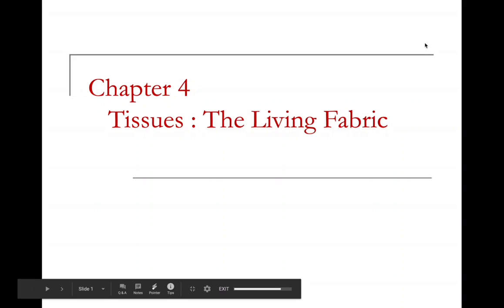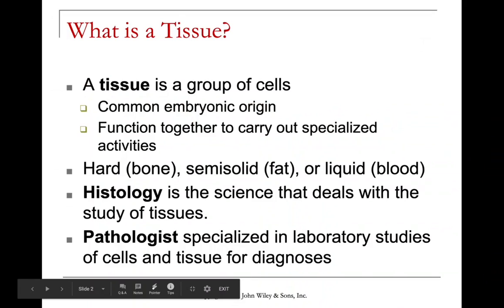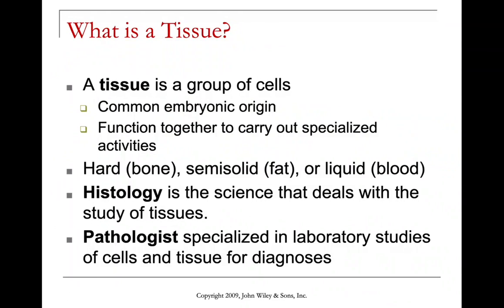Today we're going to look at the tissues. So tissues are groups of cells working together. They will have a common embryonic origin and they function together to carry out specialized activities. A single cell can only do so much by itself, so if they group together, they're able to do more work. So they can range from being hard like bone, semi-solid like fat, or liquid like blood.